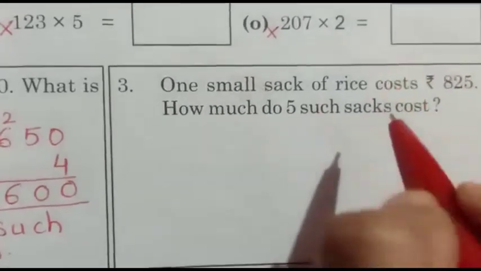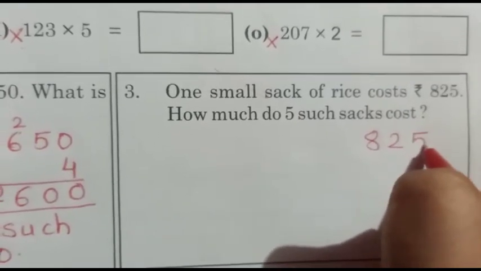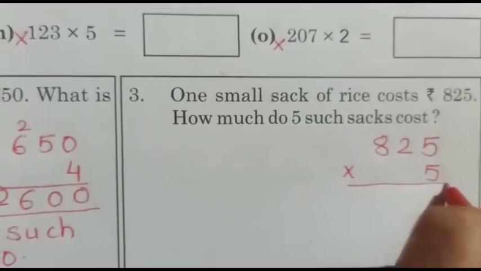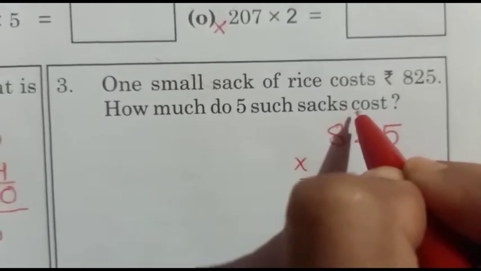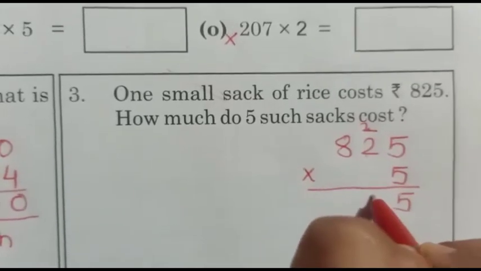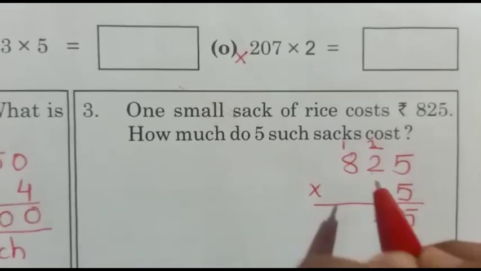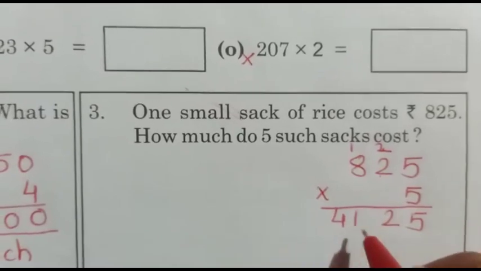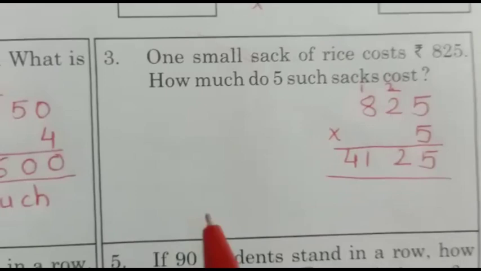So first you will do the multiplication, that is 825 multiplied by 5. Okay, so 5 5s are 25. 5 you will write here, 2 you will carry. 5 2s are 10. 10 plus 2, 12. So 2 you will write, 1 you will carry. Okay, 5 8s are 40. 40 plus 1, it is 41. Answer is 4125.